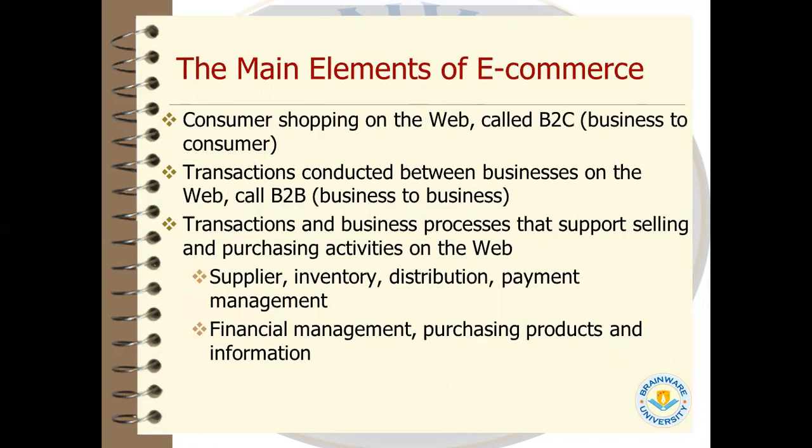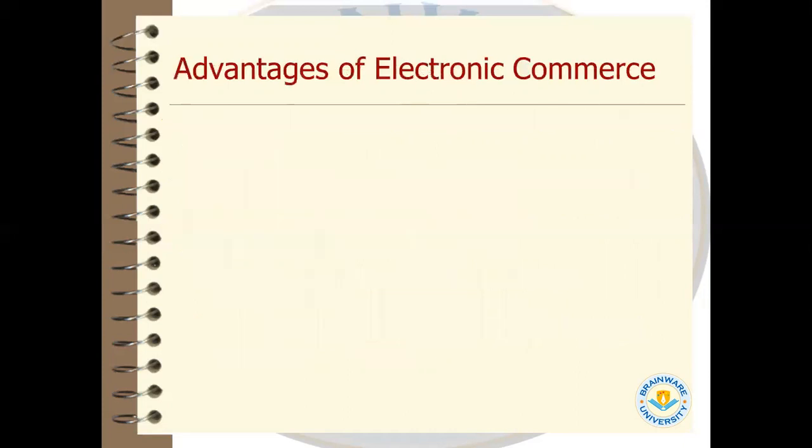Then the main elements of e-commerce: the consumer shopping on the web, which is known as business to customer. Then we have the B2B, the B2C, the C2C, government to government, the different supplier, inventory distribution, payment management, and financial management, purchasing products, and information.